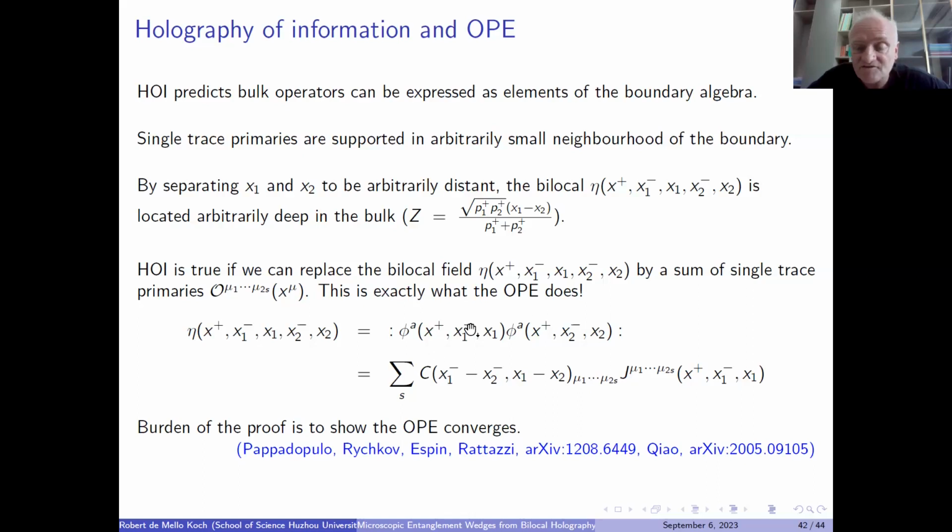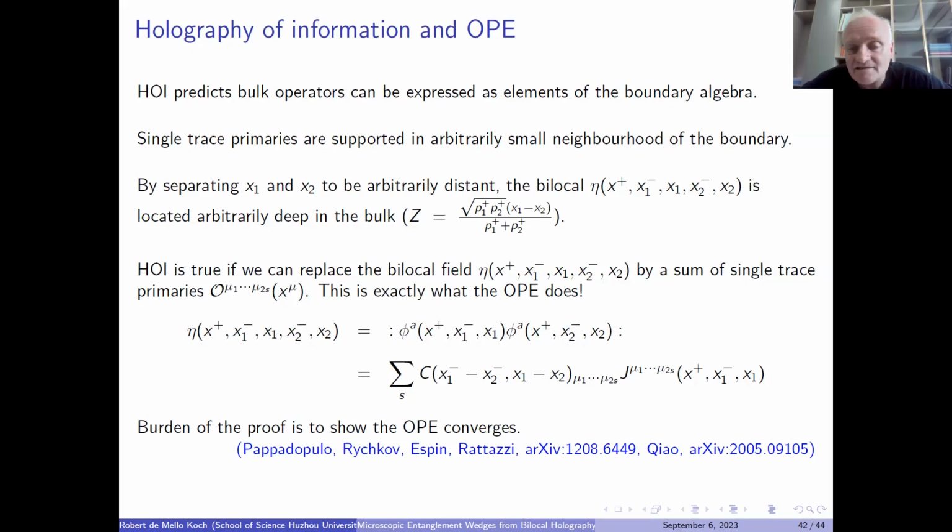The OPE is a product of two separated fields, and it expresses it as a sum over the single trace primaries, which are all located in a small neighborhood of the boundary. So the question about the holography of information really becomes a question about whether the OPE converges or not. The old folklore tells you that the OPE does converge, with the radius of convergence set by the nearest operator in whatever correlator you're studying.